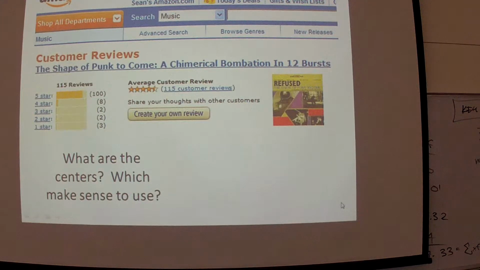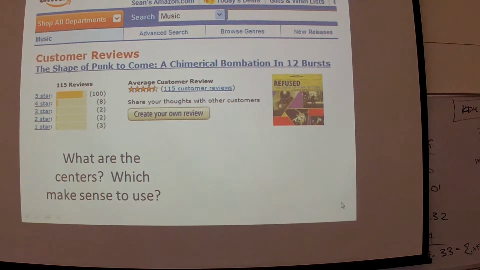So here's an example of an Amazon review. One of my favorite bands of all time, Refused. I pulled this from maybe a year or 2 ago. It was their album, The Shape of Punk to Come. And you can give 1 to 5 star ratings. This is what happened when I took the screenshot on Amazon, let's say a year and a half, 2 years ago. 100 people had voted a 5-star rating. 8 of them had voted a 4-star rating, 2 3-star ratings, 2 2-star ratings, and 3 1-star ratings. You guys see all that on the left-hand side over there?